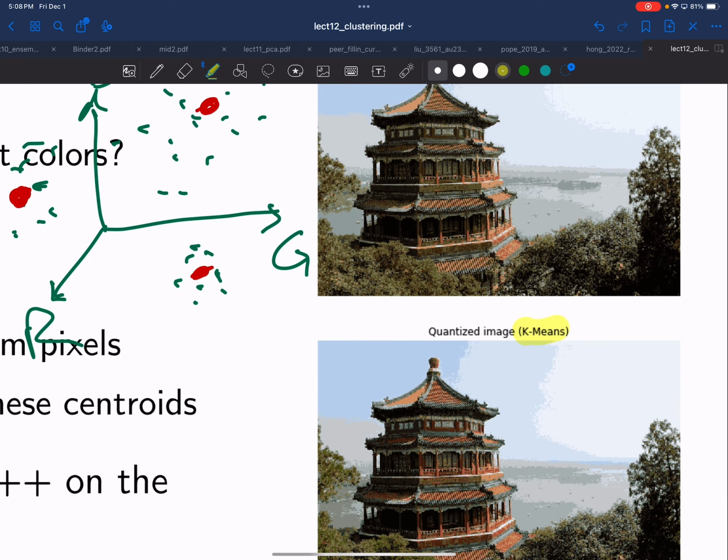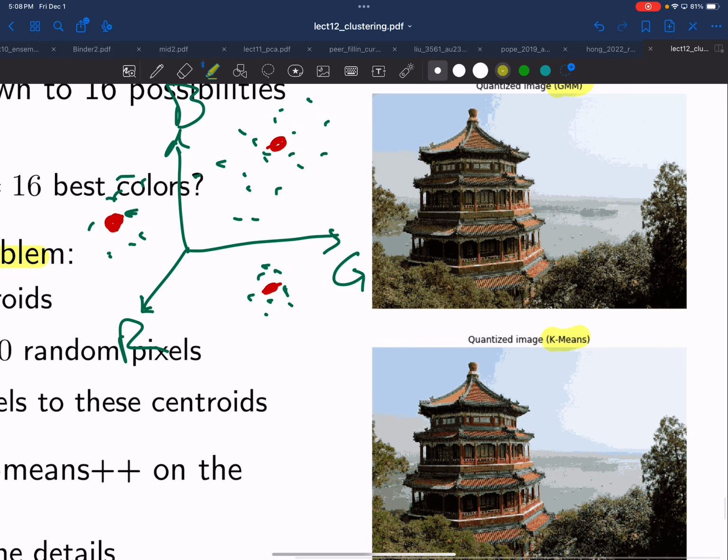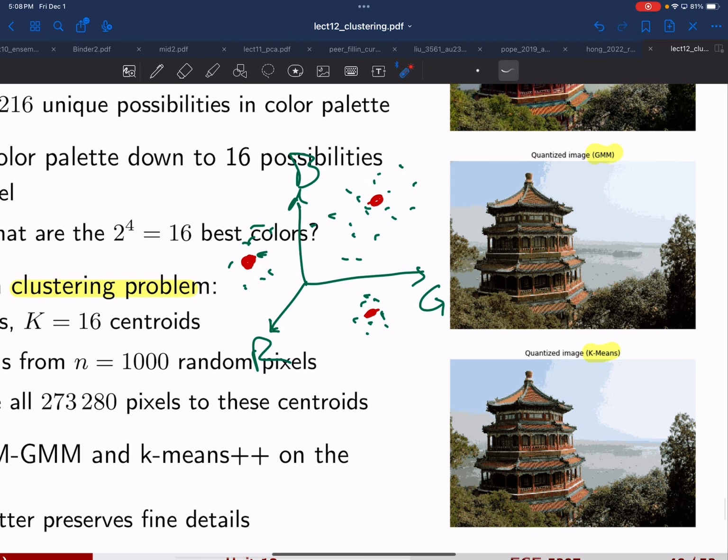If you do k-means, now you can see things are not quite as good. The island here just kind of gets washed out and combined with the background and so on. So a lot of the boats are disappearing. So that's sort of what you expect. GMM is a more complicated, more careful procedure. K-means is sort of like a rougher approximation. So the results with GMM are a little bit better.